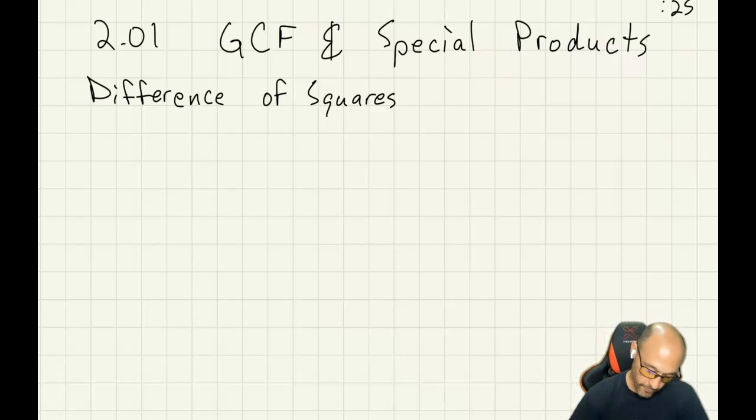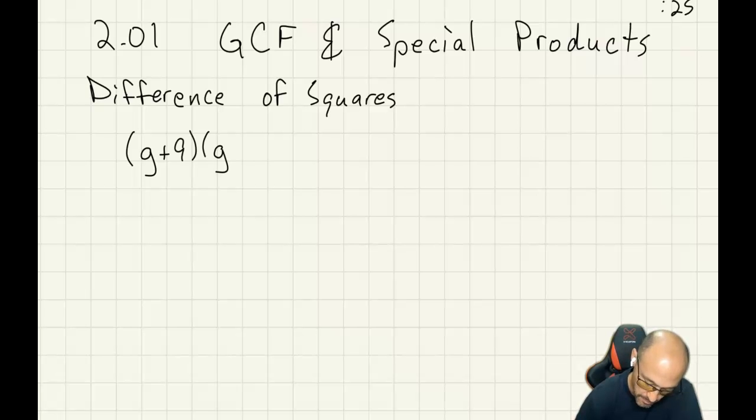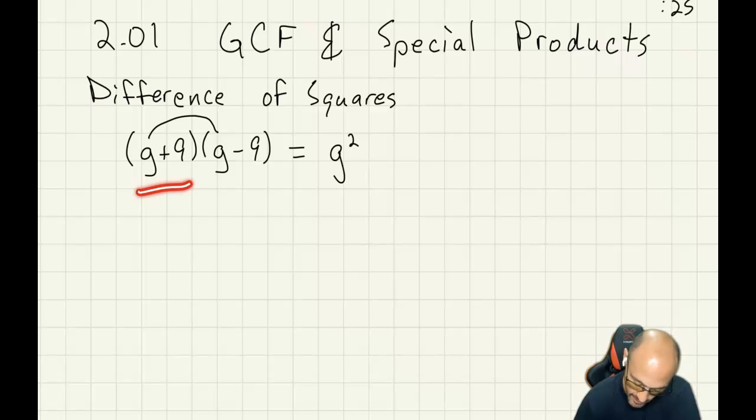All right, so the first thing we're going to look at is using FOIL. So if we have g plus 9, that quantity times the quantity g minus 9. And when we FOIL, remember, we do first terms, firsts in each of the binomials. So we multiply g times g, and that is g squared. FOIL, firsts, outers. Outers says g times negative 9 is negative 9g.